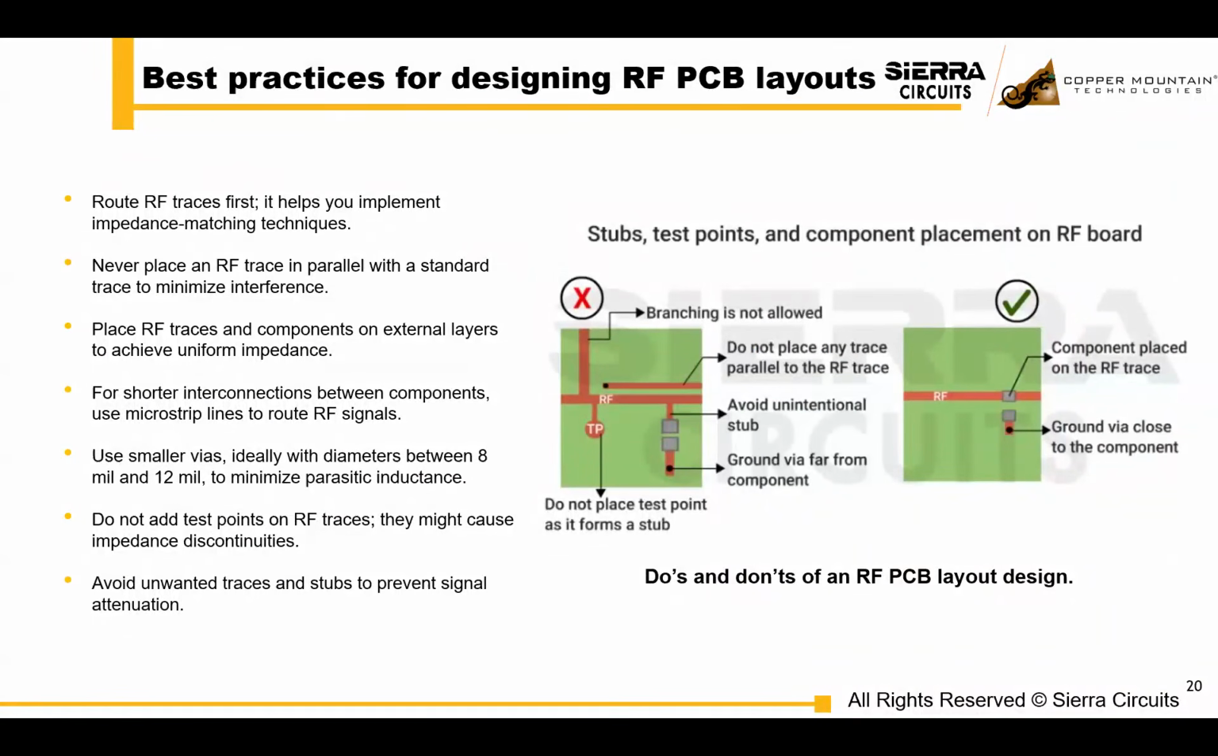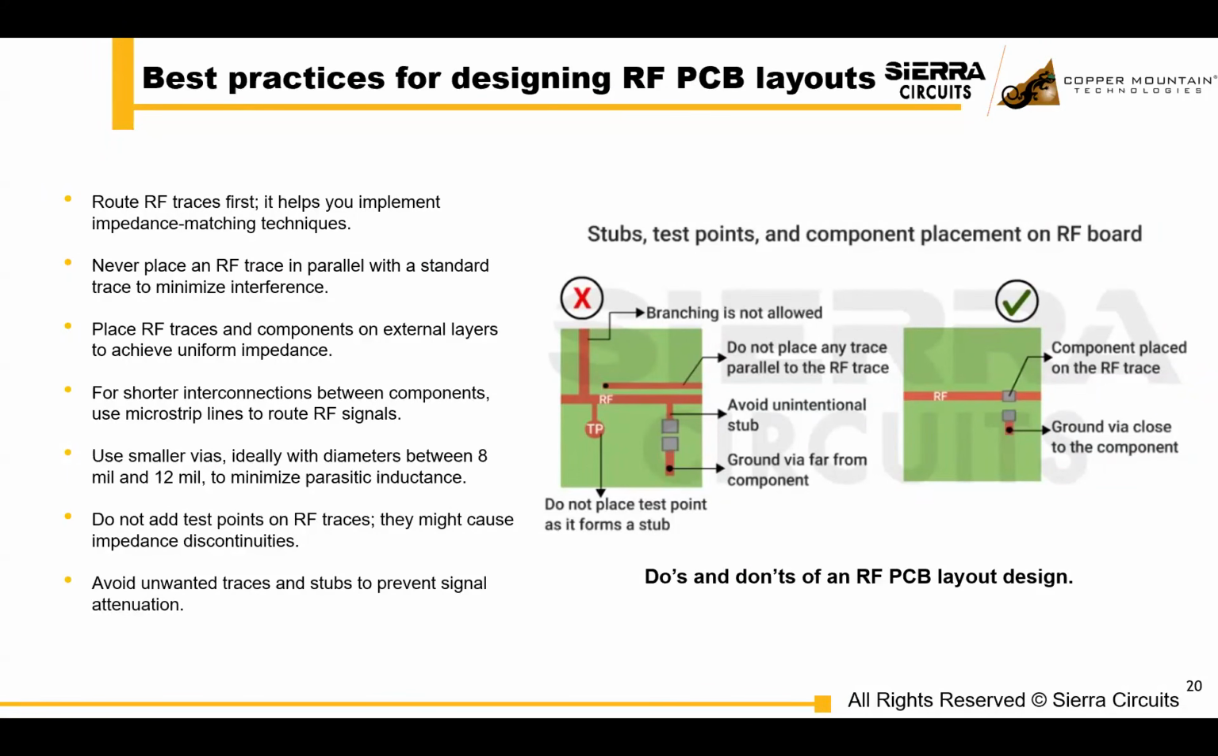So here's a few best practices for designing RF PCB layouts. You can route your RF traces first to help implement impedance matching techniques. Never place your RF trace and a normal trace in parallel. Place RF traces and components on external layers to achieve uniform impedance. For shorter interconnections between components, use microstrip lines to route the RF signals.